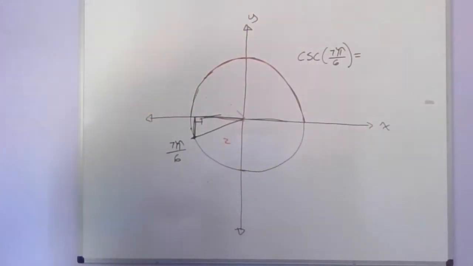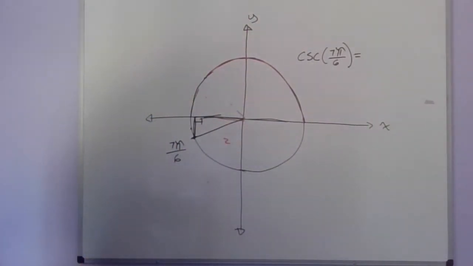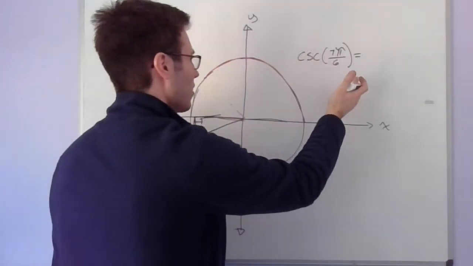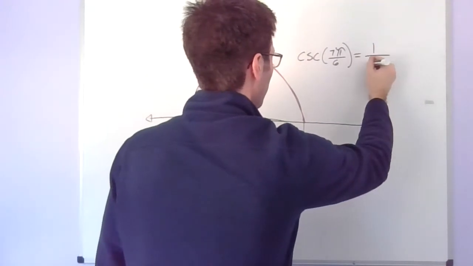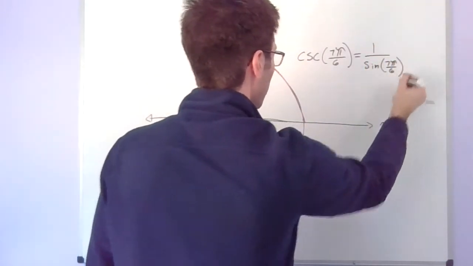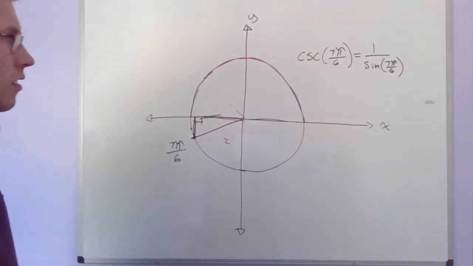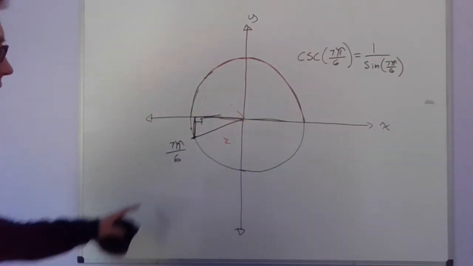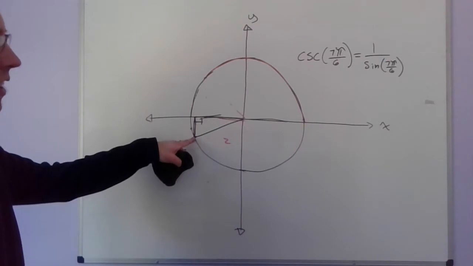My cosecant is defined to be 1 over, is it sine or cosine here? The C matches with the S, so it's 1 over sine. So it's 1 over sine of 7 pi over 6. And sine of 7 pi over 6, that's negative.